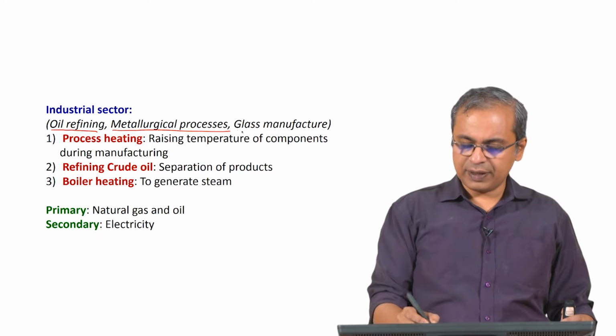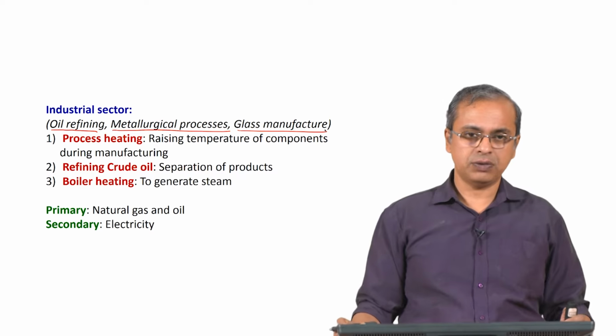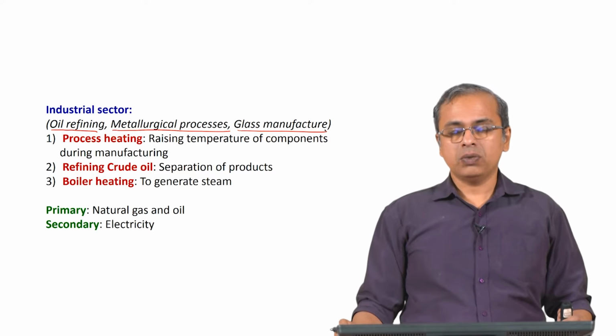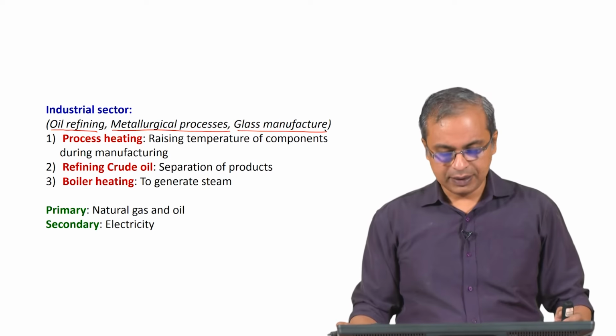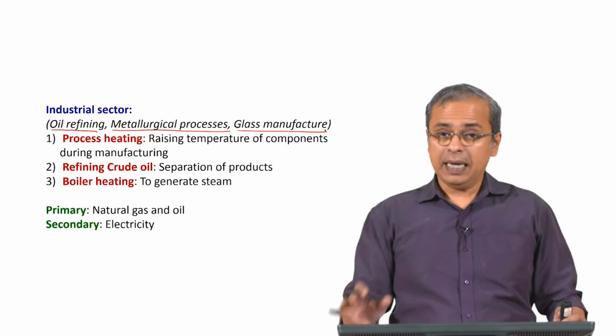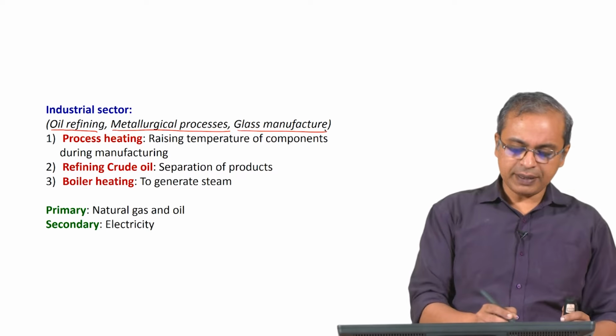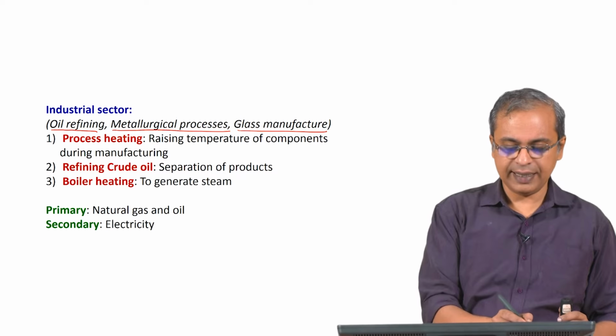And things like glass manufacture, other manufacturing plants of various sorts are using different amounts of energy. So, broadly these are some major industrial processes that are consuming a lot of energy. What are they consuming that energy for? One of the places where they use it the most is called process heating.